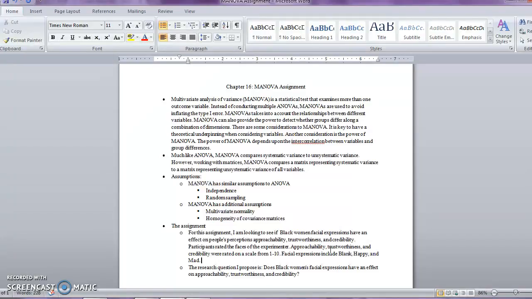Another thing to take into account is the power of MANOVA. Being that it looks at different outcome variables, it takes into account their relationships with one another, not just with the predictor variable. So the power is dependent upon those intercorrelations, and it's also dependent upon the group differences. If each group that you have holds different numbers of participants, then that's going to throw off MANOVA essentially.